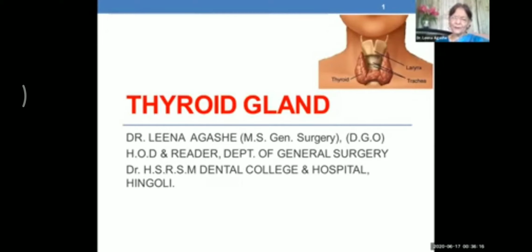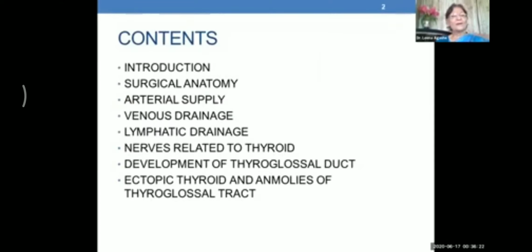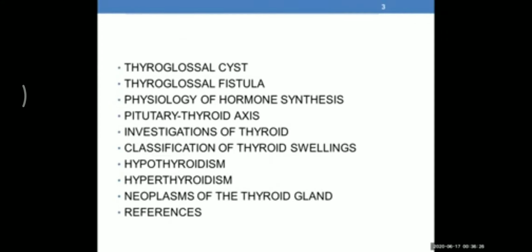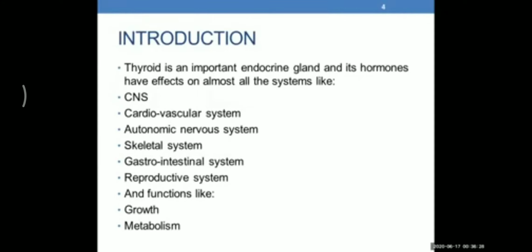Thyroid tissue is one of the very important endocrine glands, which has its effects on almost all the systems like the CNS, cardiovascular system, autonomic nervous system, skeletal system, gastrointestinal system, reproductive system, and functions like growth and metabolism.